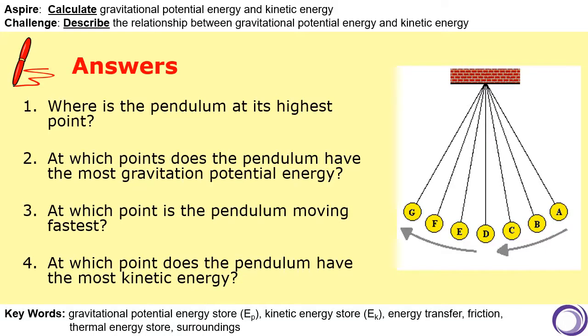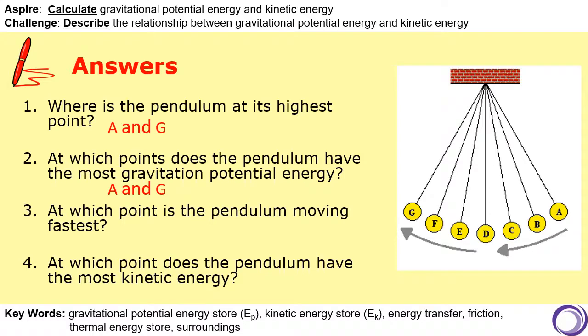Okay, let's get ready to check our answers. So grab a different coloured pen. So question number 1, where is the pendulum at its highest point? That was A and G. So at A and G, the pendulum is at its highest. Question 2, at which points does the pendulum have the most gravitational potential energy? That is also A and G. So when the pendulum is at its highest, that's when it has the most gravitational potential energy.